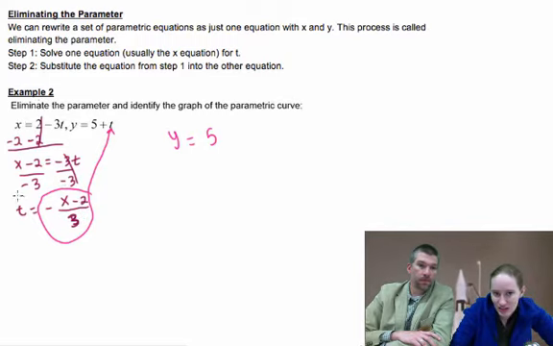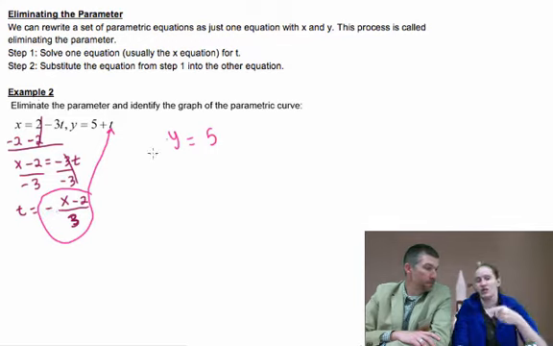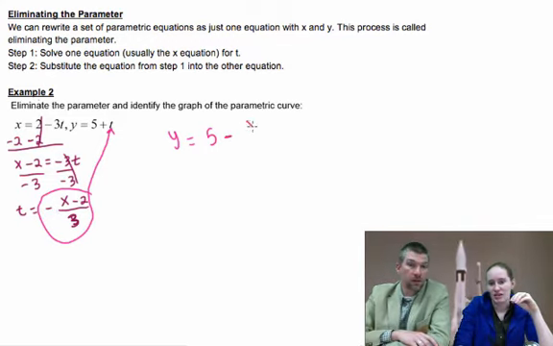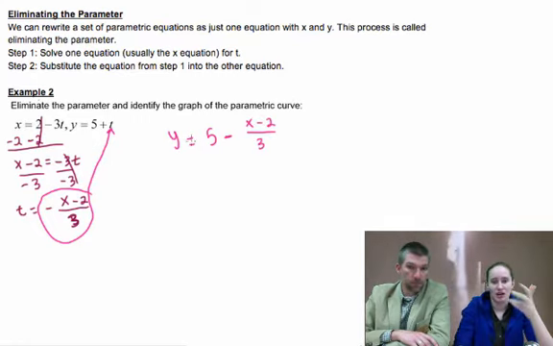Let me make sure that we're all on the same page. I took that negative from the bottom and I stuck it in front of the fraction. It's not in front of x, that's a different thing. It's in front of the whole thing. So 5 minus the entire deal, x minus 2 over 3. And I'm okay with that.